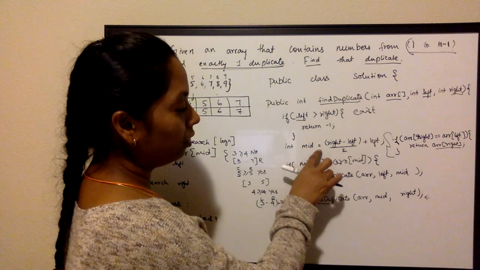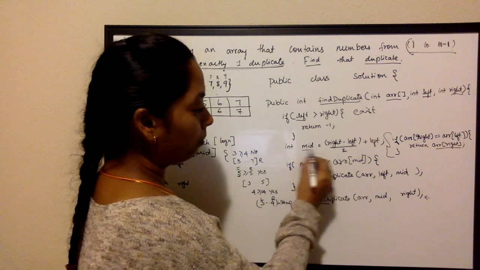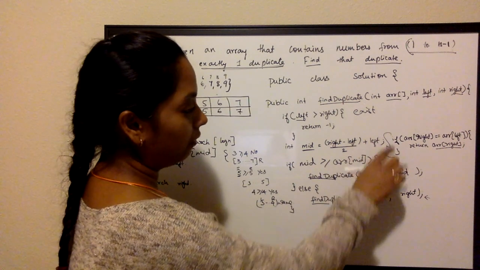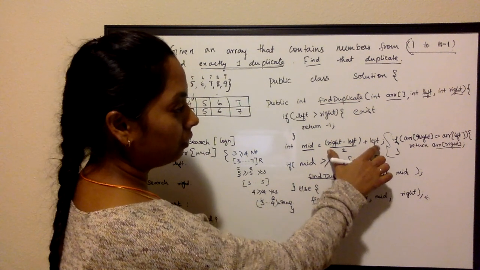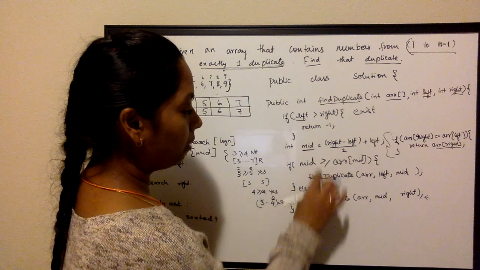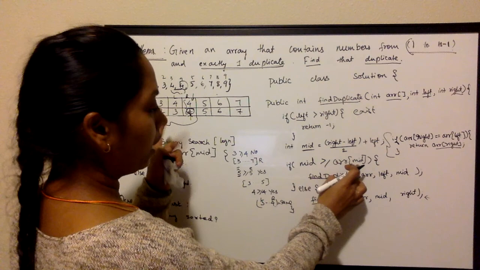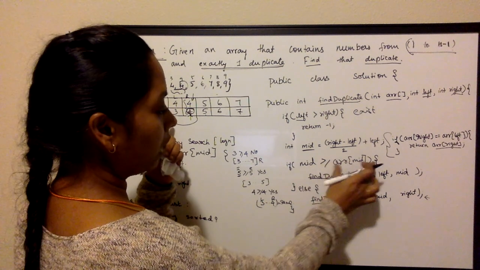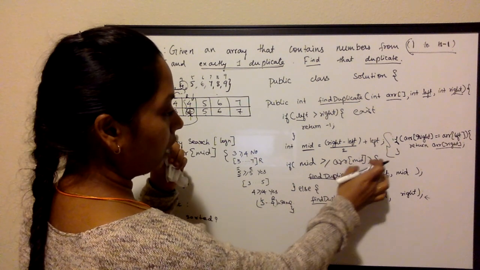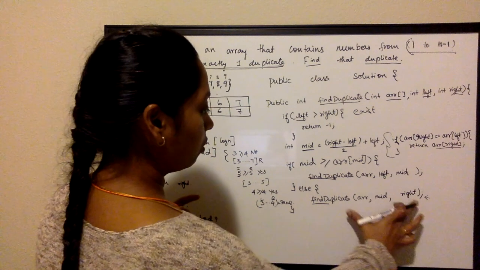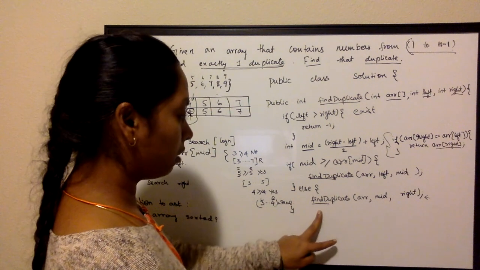Mid equals, this is just a way of calculating the mid element: (right minus left) by 2 plus left. Once we get the mid element, we check if the mid index is greater than or equal to array of mid, the element value. If it is, then search on the left, else search on the right. So this is our case.